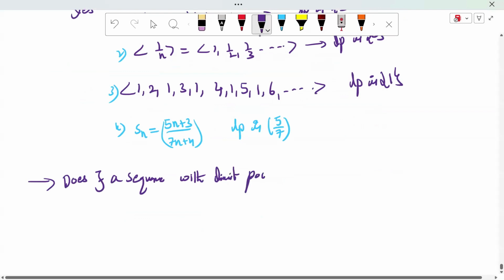With the limit points is a set alpha 1, alpha 2, alpha 3.